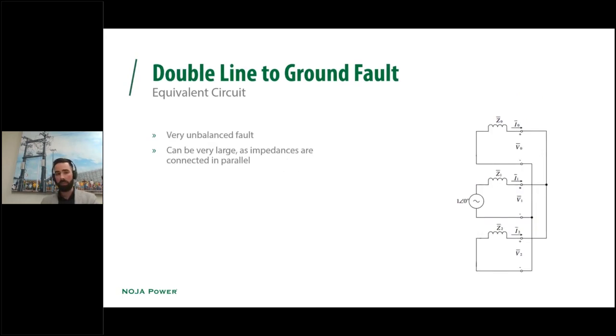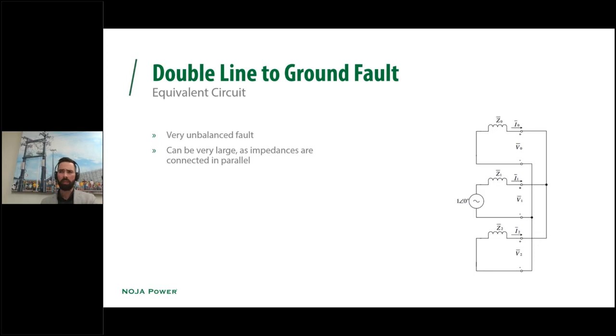And these can be pretty big because the impedances are connected in parallel. So when that happens, you tend to reduce the amount of impedance to the fault side. Not quite to the full degree that you would get on a three-phase fault, but it starts to approach there. And sometimes when these faults go uninterrupted, they will cause a three-phase fault. So it's something that you'll certainly want to be able to detect.